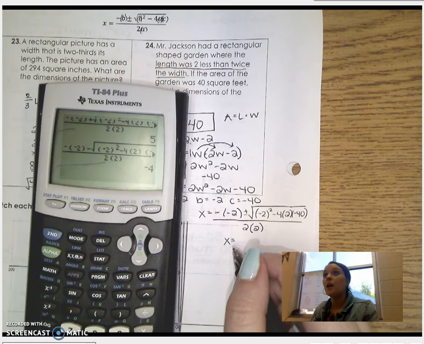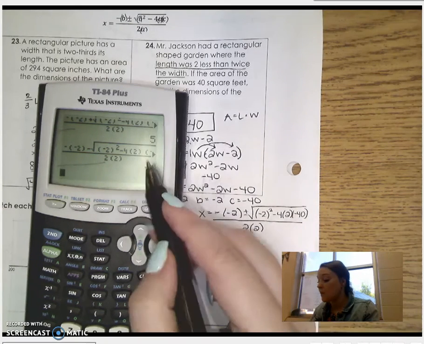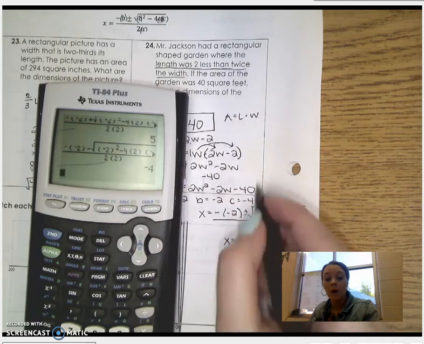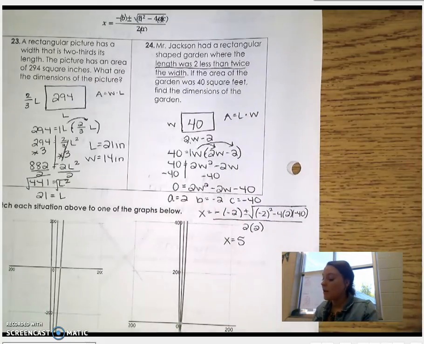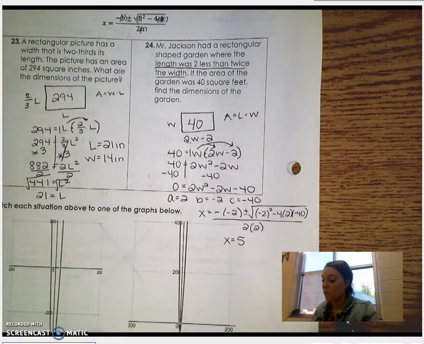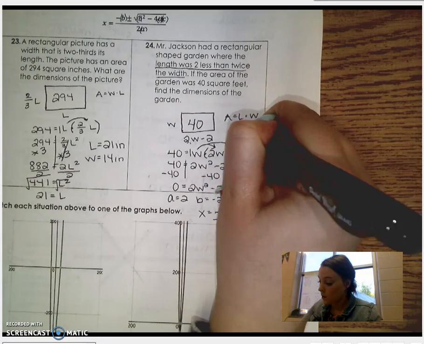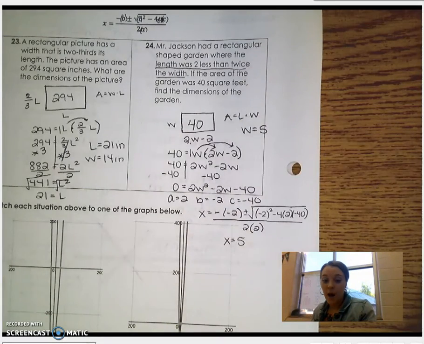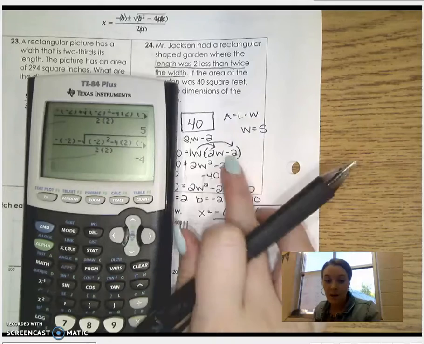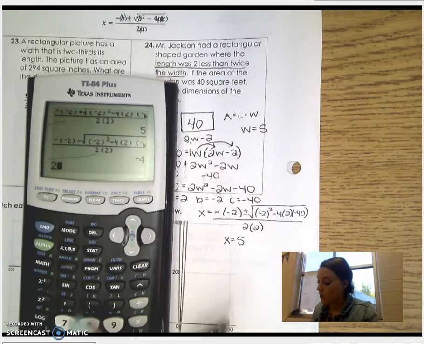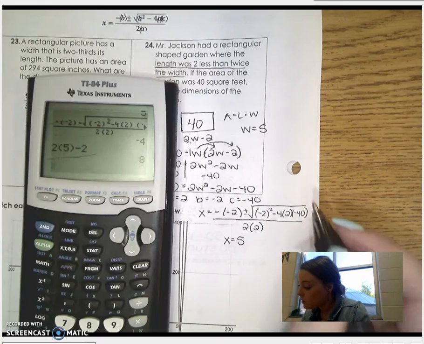Remember that when we're talking about lengths and widths and basically anything, it can't be negative. Time, it can't be negative. So I'm not going to use this negative 4. I'm going to use this 5. So x equals 5, or w equals 5. So that tells me that the width is 5, but now I have to solve for my length. So I'm going to plug 5 in for my expression down here. I have 2 times 5 minus 2, and I get 8.